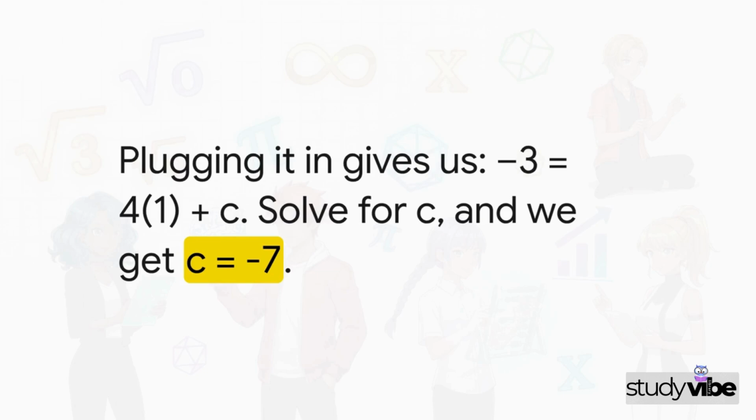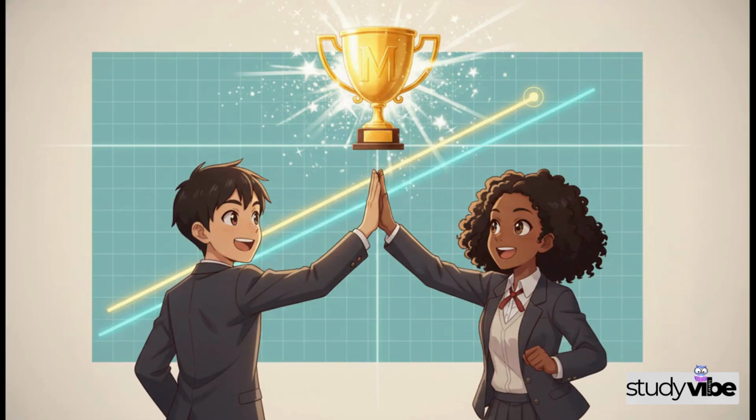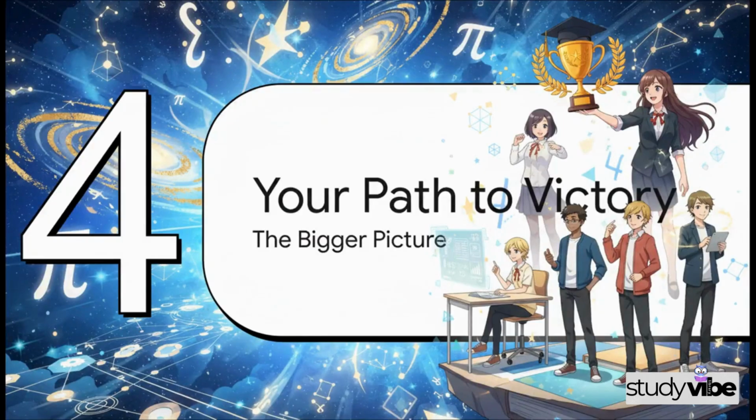Now it's just a little bit of algebra, right? 4 times 1 is just 4. So we get -3 equals 4 plus c. Subtract 4 from both sides, and what do we get? c equals -7. And just like that, mission complete. We have our gradient, m, which is 4. We have our y-intercept, c, which is -7. Put it all together, and our final equation is y equals 4x minus 7. See? When you just break it down step by step, it's really not so bad at all. You've totally got this.